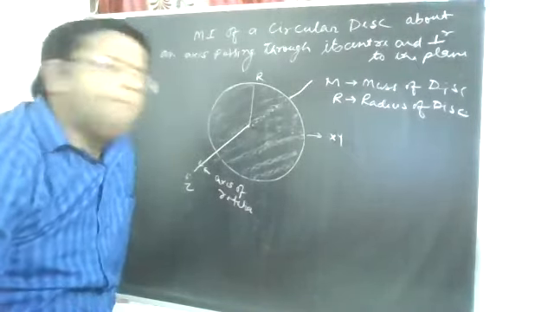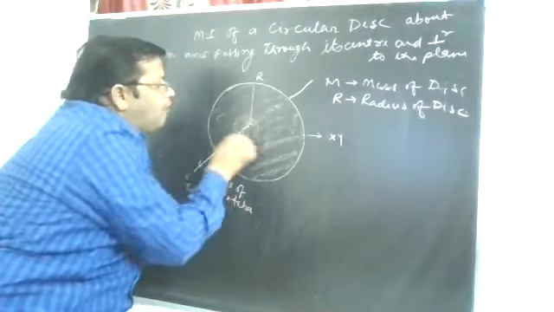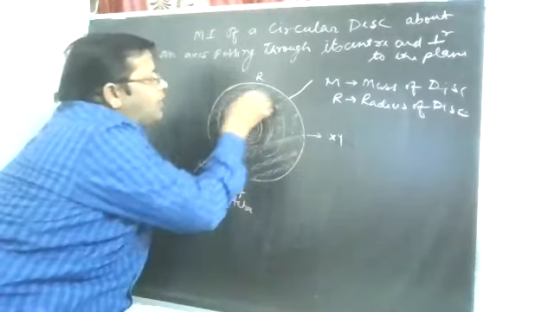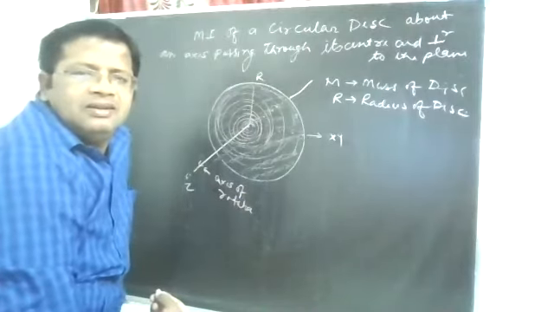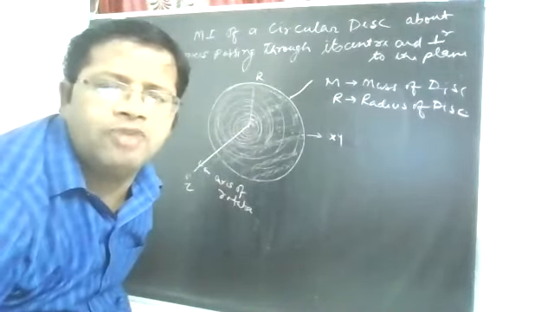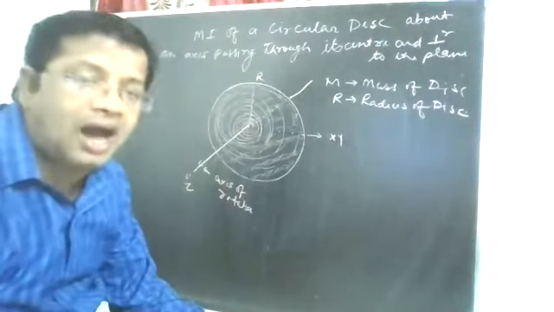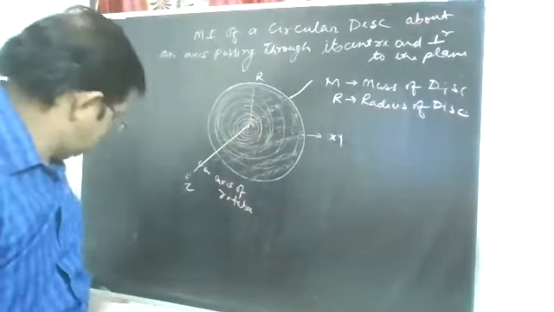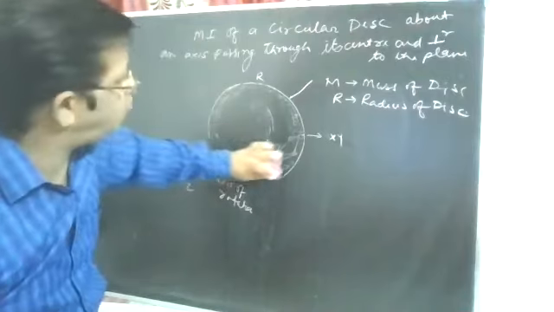Now, we have already determined the moment of inertia due to a ring. See here, if you cut a small ring from 0 to R radius, then we will cover each and every portion of the disc. We have already derived the formula for the moment of inertia due to a circular ring. What is that formula? MR square. But here the mass M is for the whole disc. Now how will we determine this? So for this, what do you have to do?